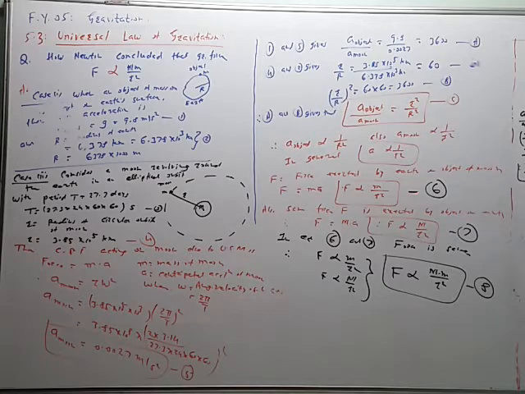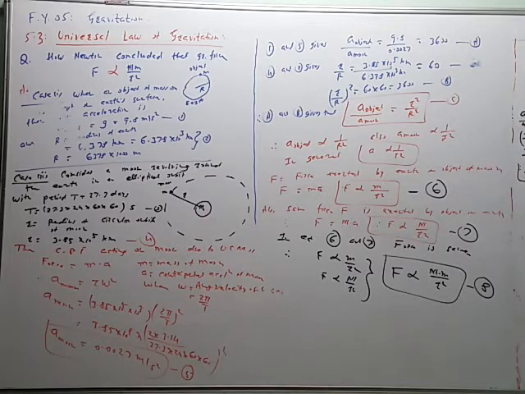So when equation 6 and equation 7 are combined, we get F is proportional to M into m upon r square, where M is the mass of the earth, m is the mass of the object, and r is the distance between them. So Newton concluded that the gravitational force of attraction between two bodies having masses capital M and small m separated by distance r is directly proportional to the product of the masses and inversely proportional to the square of the distance. So this is the start of Newton's law of gravitation. It is the universal law of gravitation.